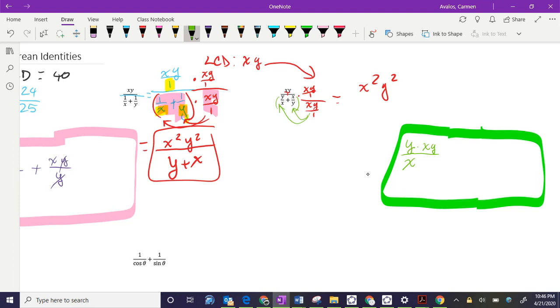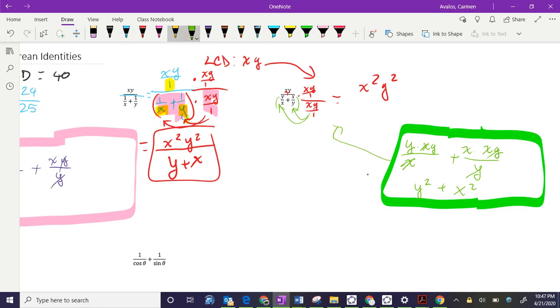Because I distribute numerator to numerator, denominator to denominator, plus x times xy over y. So what happens here is that the x's are going to cancel, the y's are going to cancel, and we're left with y squared plus x squared, not y's, x squared. And that's what you end up with when you distribute this. And so then that's going to be our new denominator.